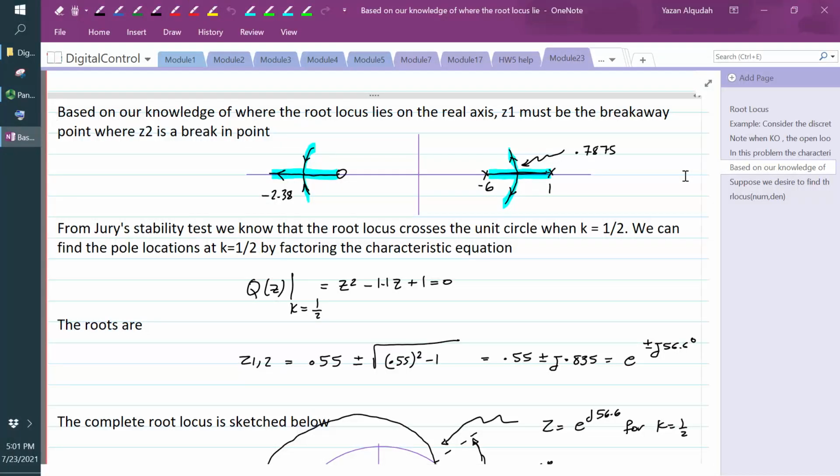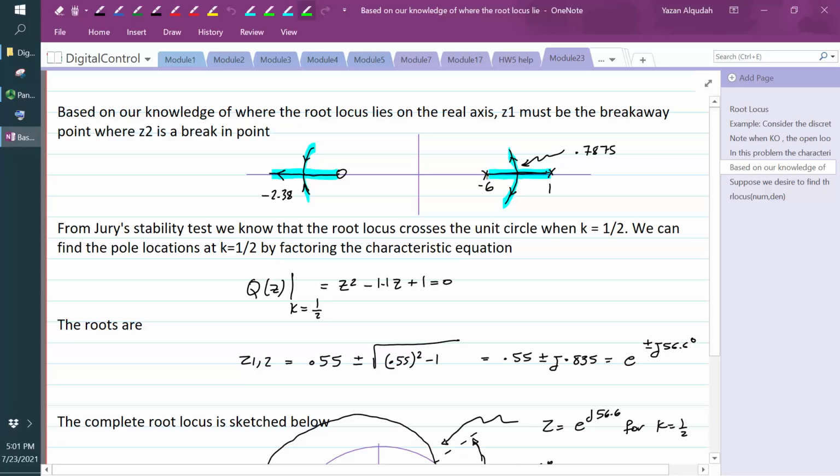We know that the root locus starts at the poles. So the root locus starts at the poles, and then as the gain increases, this is how it will behave. If we start here at 1 and 0.6, then as the gain increases, they're going to move closer to each other. Eventually, as the gain increases, we're going to have two poles at this location, and then they're going to start diverging and going out. So therefore, this tells me that this location, the 0.78, is a breakaway point.